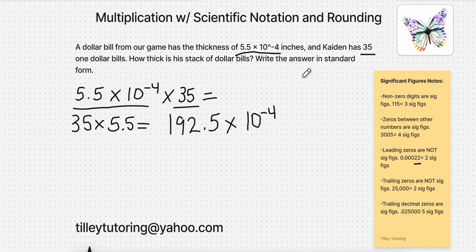We need to write our answer in standard form, so 10 to the negative 4 means that we must move the decimal point 4 places to the left, because that negative 4 tells us the direction we need to go is to the left. So we move this decimal point 1, 2, 3, 4 places to the left, and we get 0.01925.